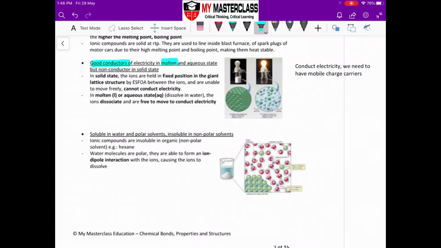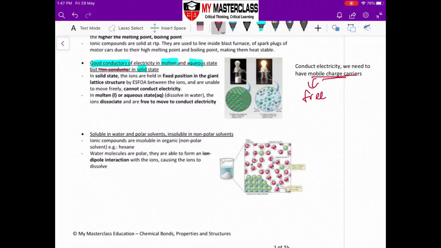In molten and aqueous state. Okay, in solid state, they are non-conductors. They cannot conduct electricity. If you recall, to conduct electricity, we need to have what we call mobile charge carriers. Mobile means they are free to move, they can move around. And charge carriers means there's a positive and negative charge. So anything that's free with plus or minus can act as mobile charge carriers to conduct electricity.